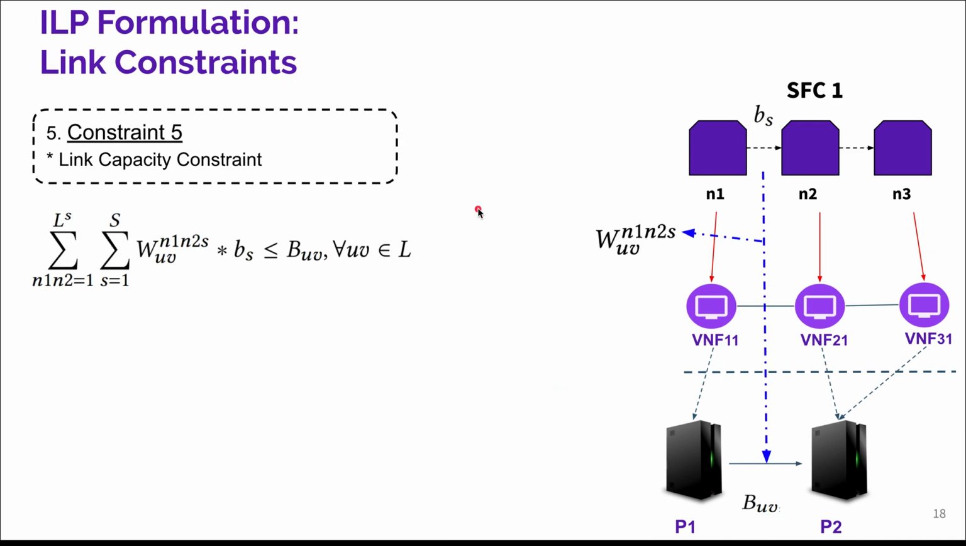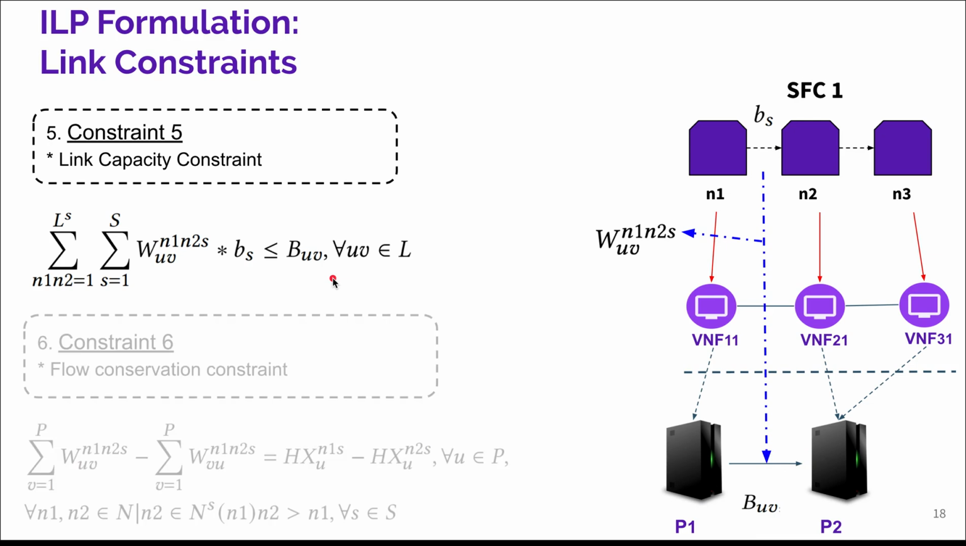In our last set of constraints, which are the link constraints, we go to constraint 5, which is the link capacity constraint. Decision variable W shows the link placement from a virtual link to a physical link. The bandwidth demand from a virtual link connecting two neighboring network functions should always be less than the total bandwidth capacity of a physical link connecting two physical machines. This is shown by this equation right here.